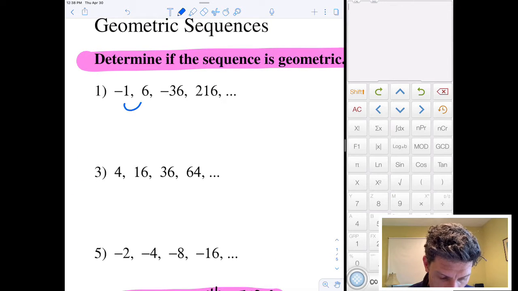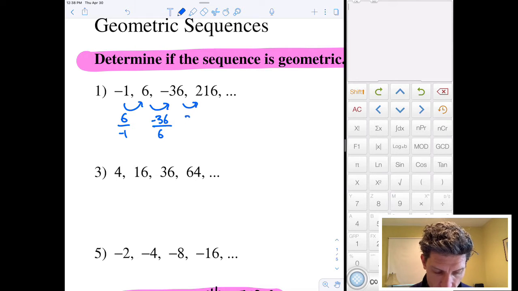What I'm looking for is a ratio that is consistent. So here's how I'm going to do this. I'm going to draw the arrow just like I did with arithmetic, but I'm going to take the 6 and divide it by -1. 6 divided by, in this case, -1. And then I'm going to take the next one, and I'm going to take the -36 and divide it by the +6.